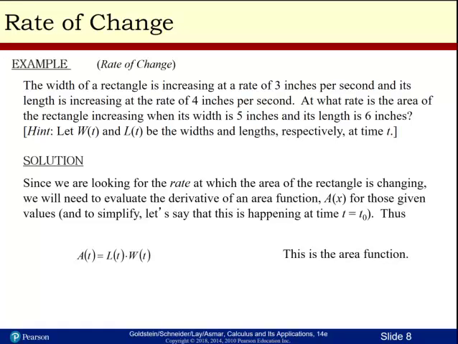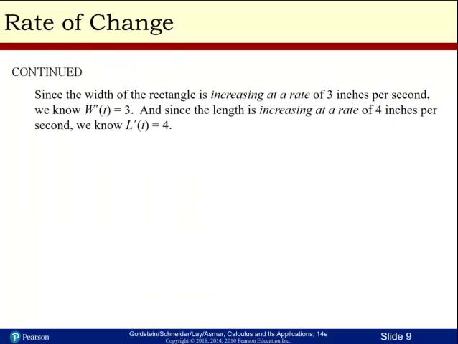If I want to know how the rate of the area is changing, I take the derivative of area. I'm going to need the product rule because L of t and W of t are both functions being multiplied. So I will incorporate that into the product rule. And since we know that the width of the rectangle is increasing at a rate of 3 inches per second, that's W prime. That's 3. Since the length is increasing at a rate of 4 inches per second, that's L prime, and that's 4.